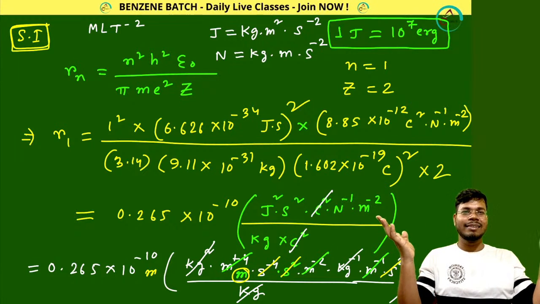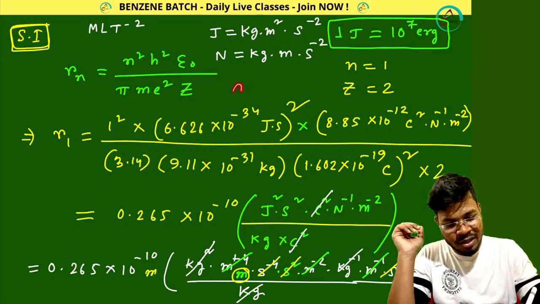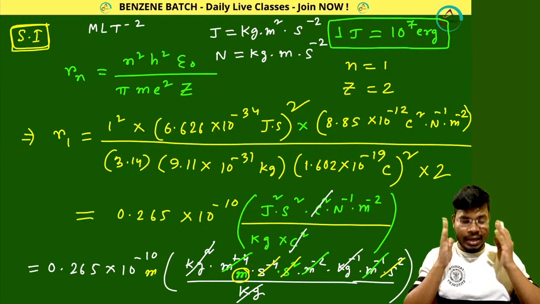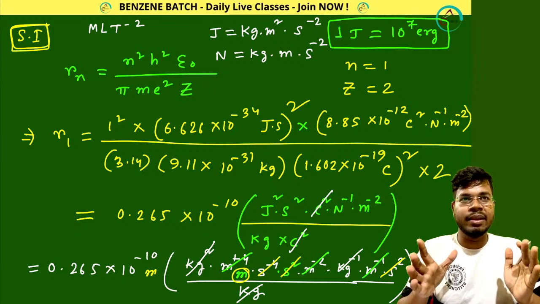That's all. So now again give me the confirmation: did you understand? If it is clear, write C. Just write C. I need everybody to be clear. If you want me to repeat again, just tell me. I will be repeating everything.